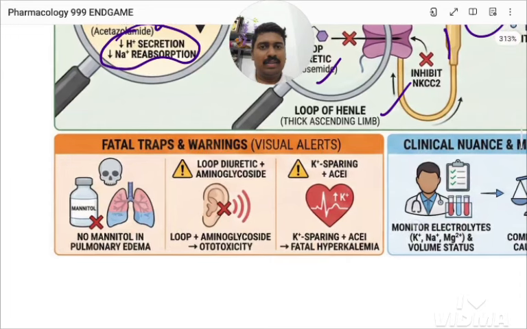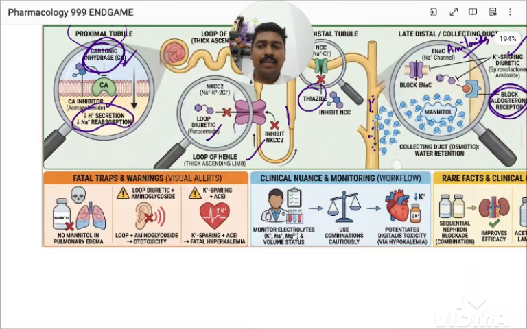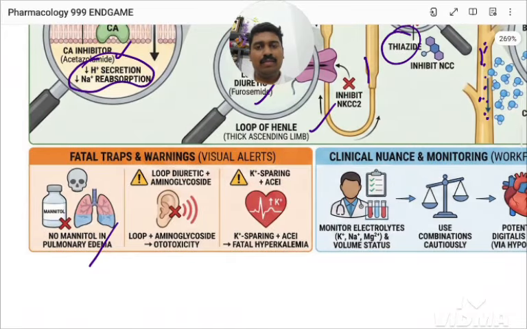So there are some side effects associated with this. One important thing is that mannitol is contraindicated in pulmonary edema. The reason is that when we give IV mannitol, it causes temporary plasma volume expansion. Blood volume will expand because of this osmotic effect, as a result of which it can worsen pulmonary edema. So mannitol we don't give when pulmonary edema coexists.